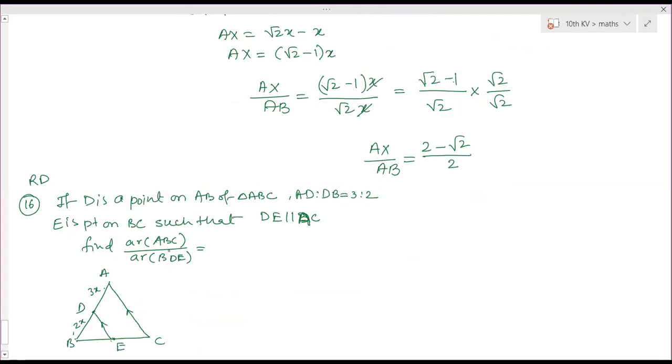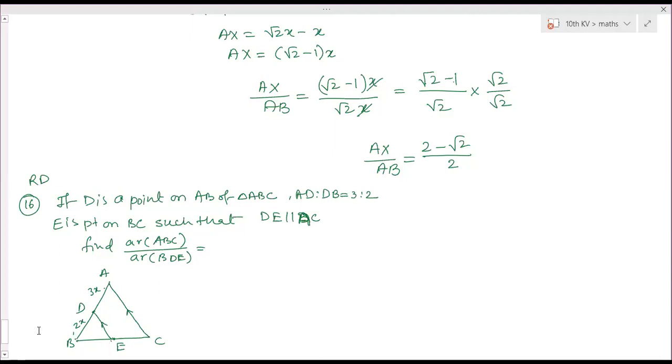So these two triangles, first prove similar. Can anyone tell how to prove? It's easy. Angle B is common. So the full triangle and this upper triangle are similar. Then angle BDE is equal to angle BAC, this corresponding angle. So by AA similarity, these two triangles are similar.